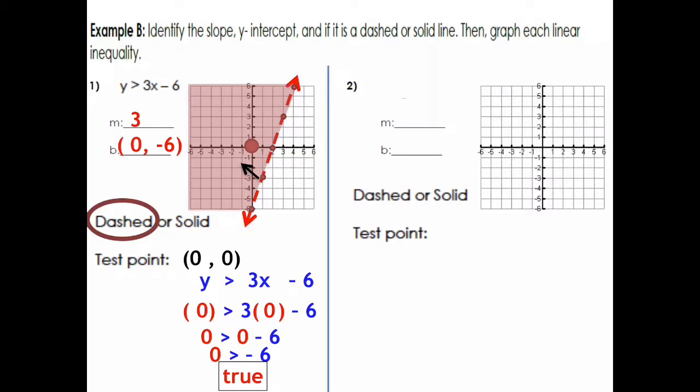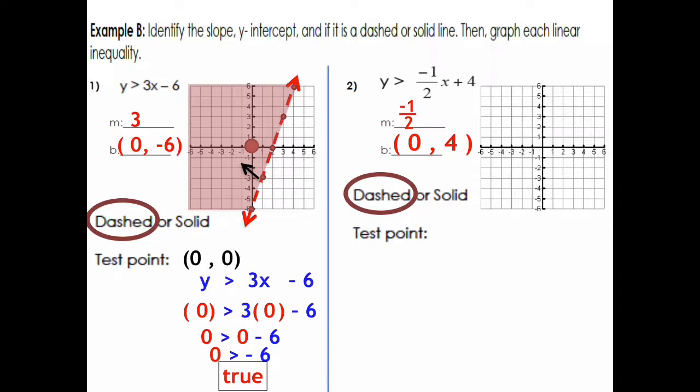Okay? Now here's number 2. We have y is greater than negative 1 over 2 x plus 4. First of all, what is the slope? Okay, the slope is negative 1 over 2. Second of all, what is the y-intercept? Right, very good. The y-intercept is the point (0, 4). Remember, every y-intercept has an x that's 0. Now, is this a dashed or solid line? Okay, it is a dashed line.